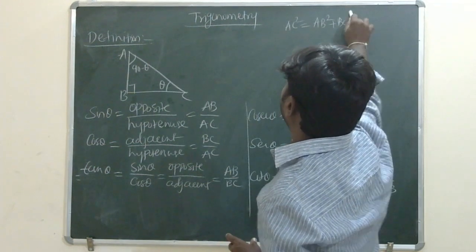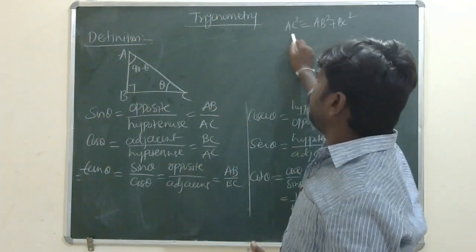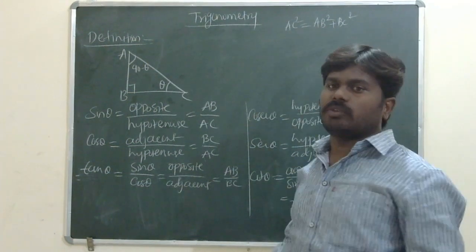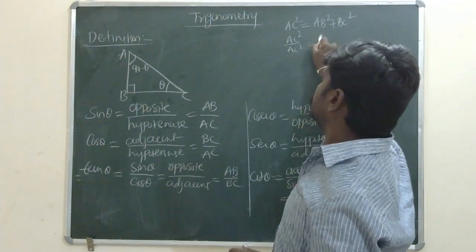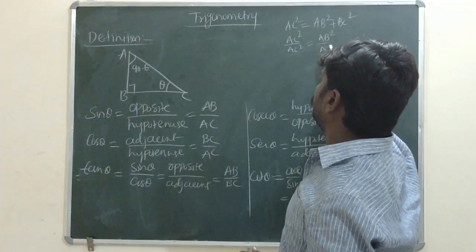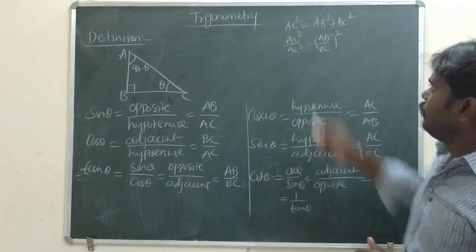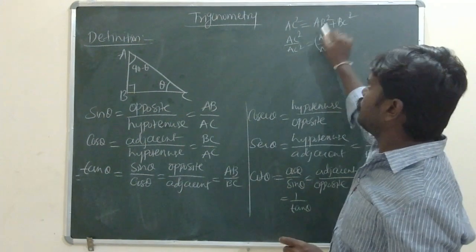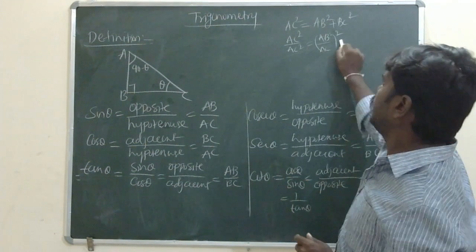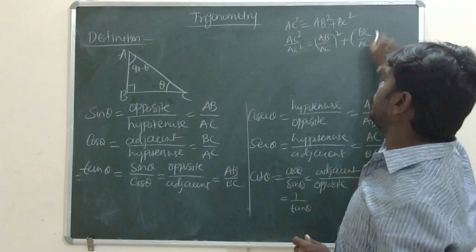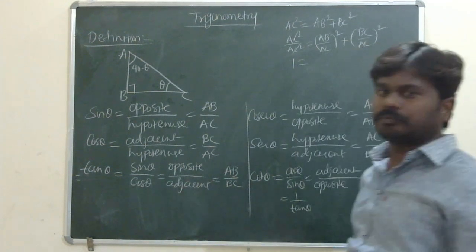So this is AB square plus BC square. So what I am doing is here, simply I will divide both the sides with AC square. So here AB square by AC square we will get. So AB square by AC square I am writing as AB by AC whole square. And here also BC by AC whole square we can write. So here AC square and AC square will get cancelled and we get 1 here.